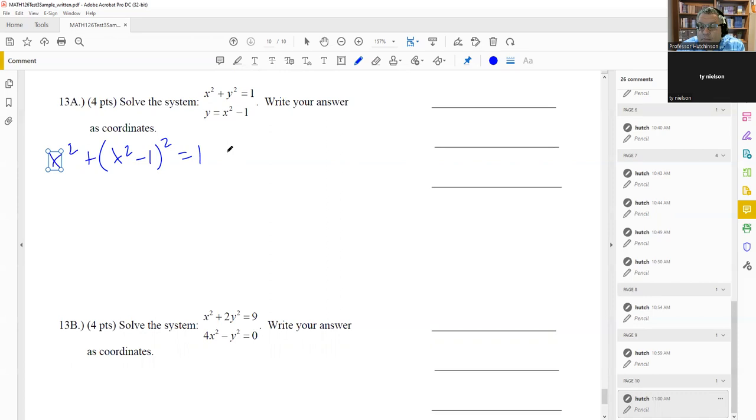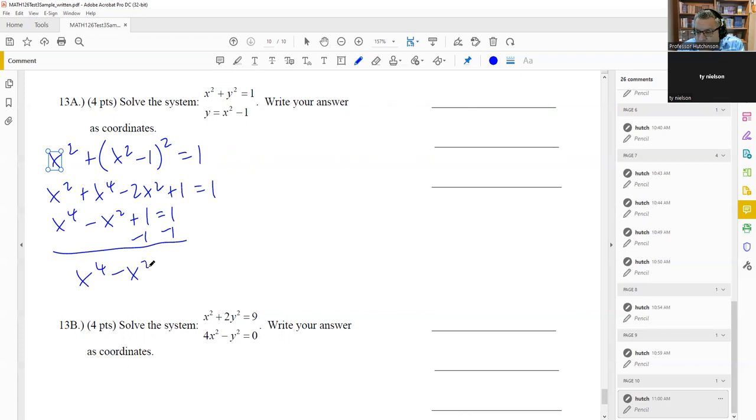So the next thing I would want to do is expand this. Remember that you have to multiply this out. So it's x squared minus 1 and x squared minus 1. When you multiply that, you're going to get x to the fourth power minus 2x squared plus 1. So doing FOIL on that gives you this. Now we want to add the like terms together: x to the fourth minus x squared, and then plus 1 equals 1. But then you can subtract 1 from both sides. So x to the fourth minus x squared is going to equal 0.